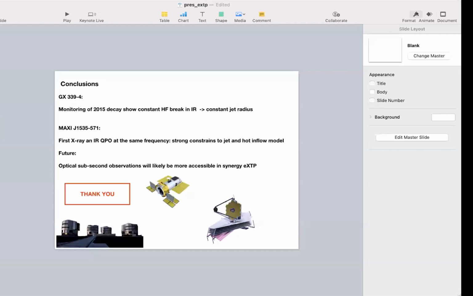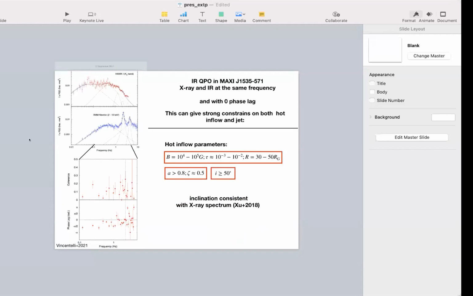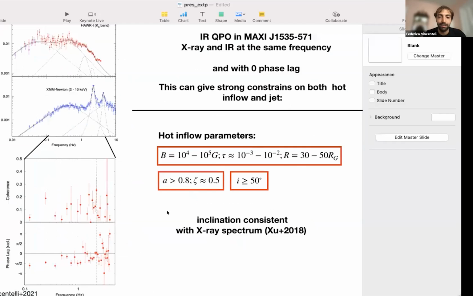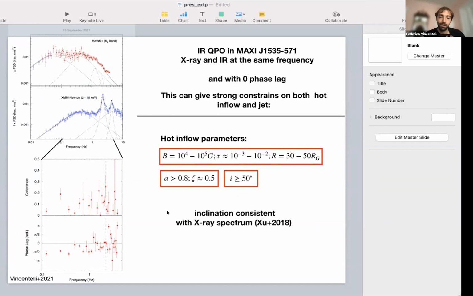Okay, thank you. Is there any lag between the X-rays and the infrared? I mean, this is kind of interesting. I look at the power spectrum that you have. This one. Oh, the lag is 0. Yes, there's a break in the power spectrum here in the X-rays, at some frequency. But the infrared has a similar power spectrum, but the break is a factor of 10 lower.